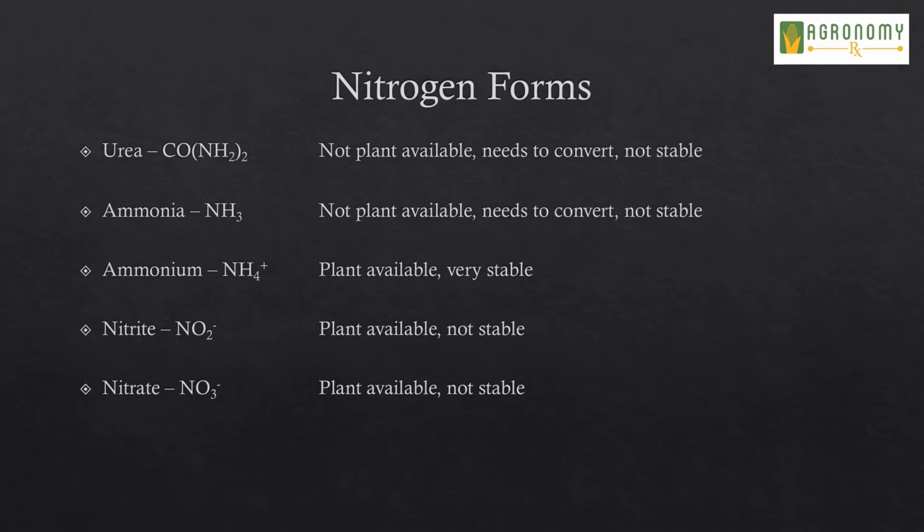The next form is ammonia, NH3, which we're pretty familiar with. It is not plant available in the NH3 form. It needs to go through a conversion process, and as most of us know, it is not stable either. Ammonium, NH4, is a plant available form of nitrogen and it is very stable in the soil. Due to it having a positive electrical charge, the soil, which has a negative electrical charge, is able to hold it. So as we convert nitrogen into the ammonium form, the soil is able to hold it longer until the roots and plant are able to take it up.